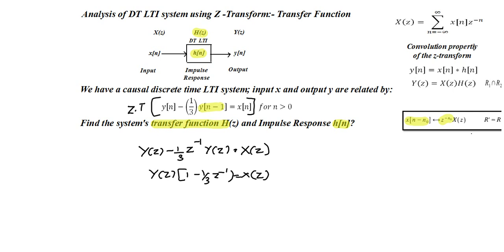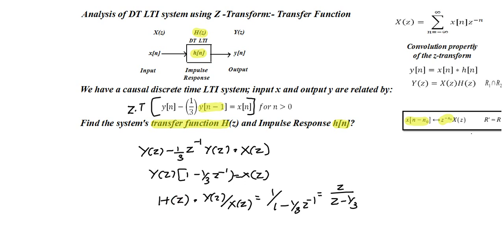So H(z) is equal to Y(z) by X(z). Based on this, if you rearrange the equation, after rearranging you will get z by (z minus 1 by 3). And this is H(z). So we got the transfer function H(z).